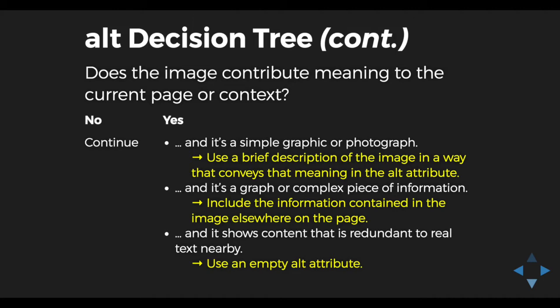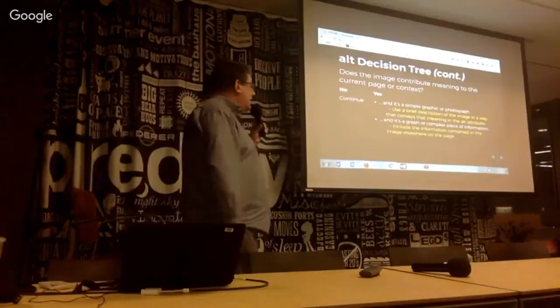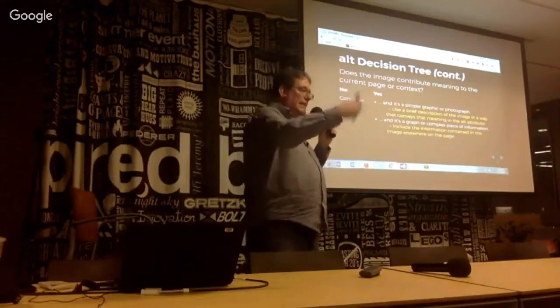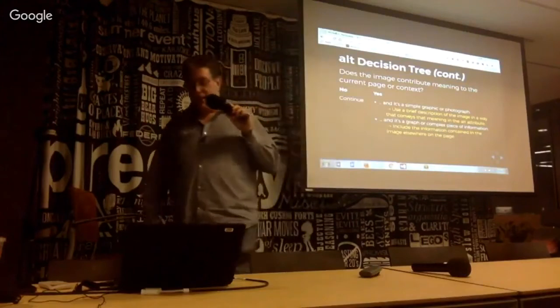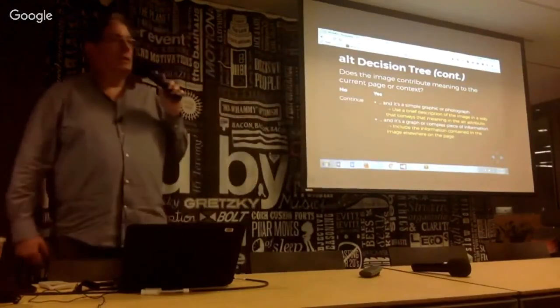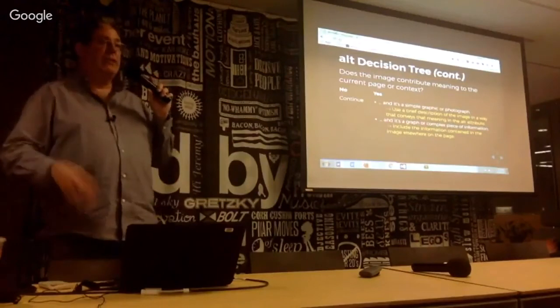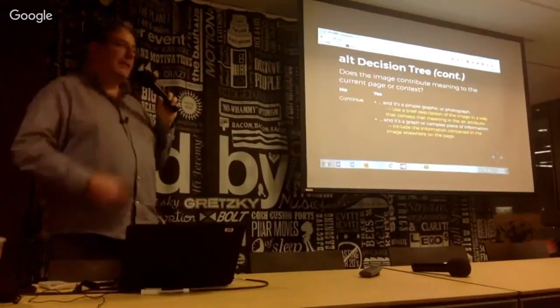Does the image contribute meaning to the current page or context? No, you just continue on to the next. Yes, and it's a simple graphic or photograph: use a brief description of the image in a way that conveys that meaning in the alt attribute. If yes, and it's a graph or complex piece of information, include the information somewhere else on the page. The scenario I gave a little while ago, the airport terminal maps. We have the information elsewhere on the page. It's hidden visually, but it's there for the screen readers.